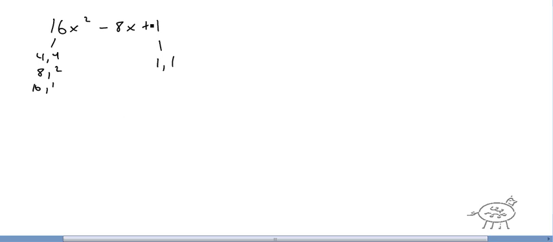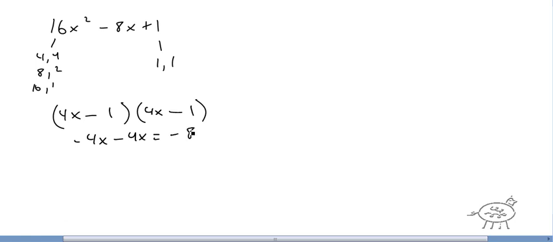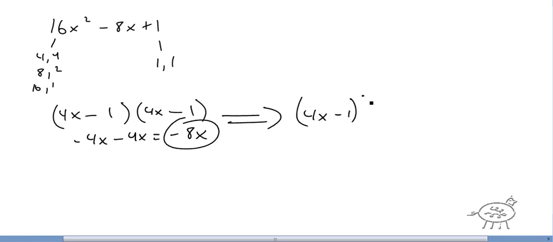And remember, it's positive, so it multiplies to give you a positive, and adds to give you a negative, so it's got to be the same sign, negative, negative. We'll try 4x and 4x. And the 1 and the 1, it's got to be a 1 and a 1. So let's check it out. I get negative 4x minus 4x equals negative 8x. Beautiful. So my answer is 4x minus 1 quantity squared.